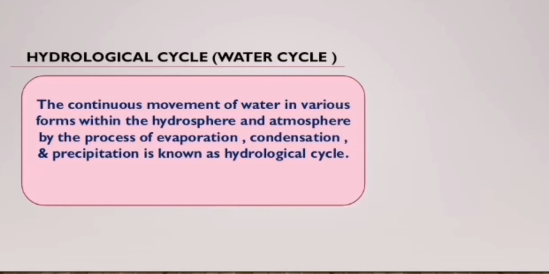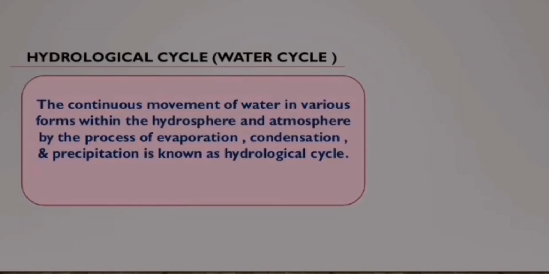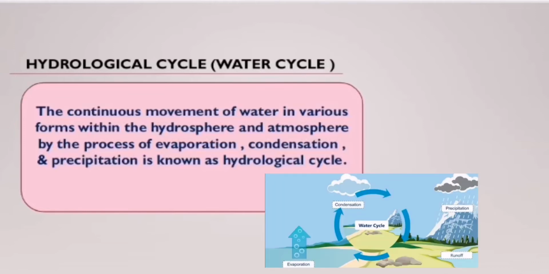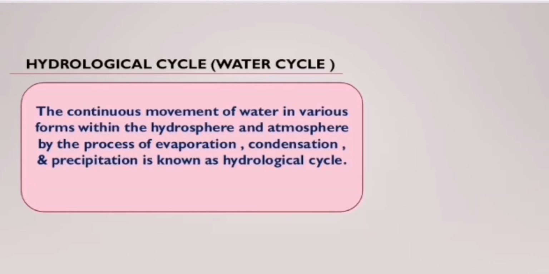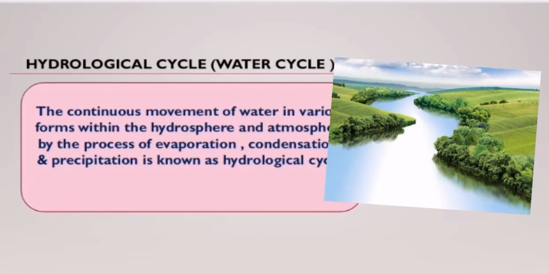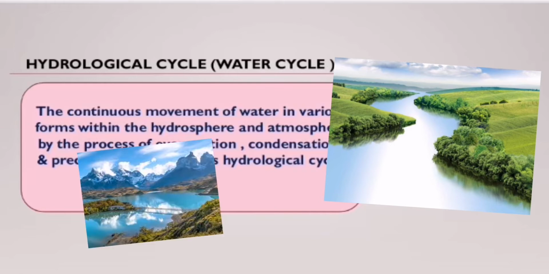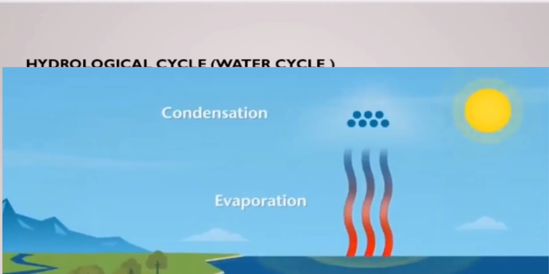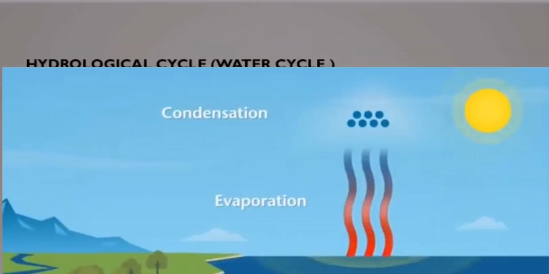Let us discuss the hydrological cycle. The continuous circulation or movement of water in various forms within the hydrosphere and atmosphere by the process of evaporation, condensation and precipitation is known as the hydrological cycle. We know that the water from lakes reaches rivers, from the rivers water reaches the sea, and from the sea it reaches the ocean. Then how does the water from the ocean again reach rivers and lakes?